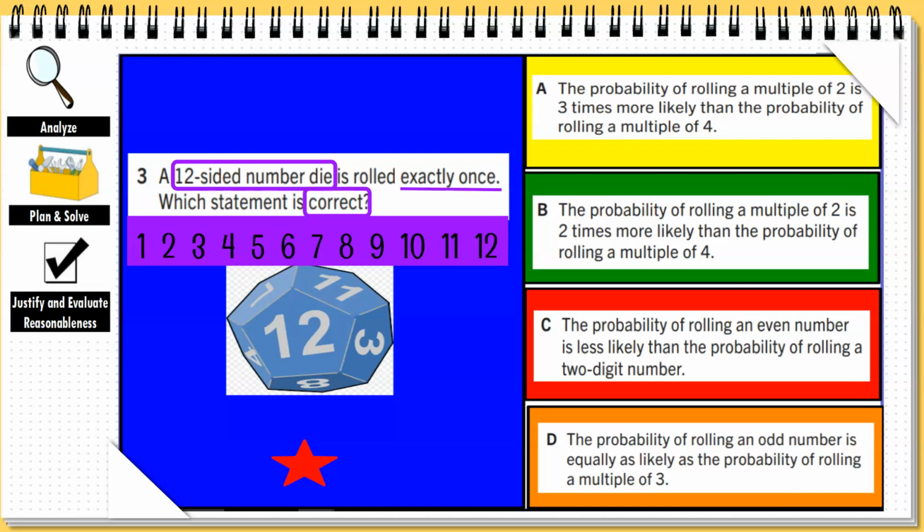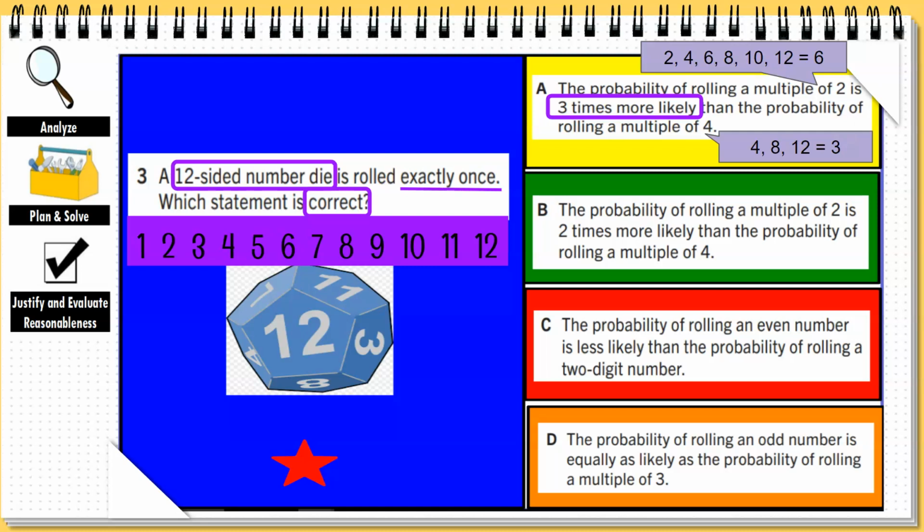The probability of rolling a multiple of 2. Well, I'm going to stop there and I'm going to annotate multiples of 2. 2, 4, 6, 8, 10, 12. There are 6 of them on a 12-sided number die. Is 3 times more likely? Ooh, I'm going to annotate that. That's pretty important. Then the probability of rolling a multiple of 4. Well, I need to know what my multiples of 4 are. 4, 8, 12.